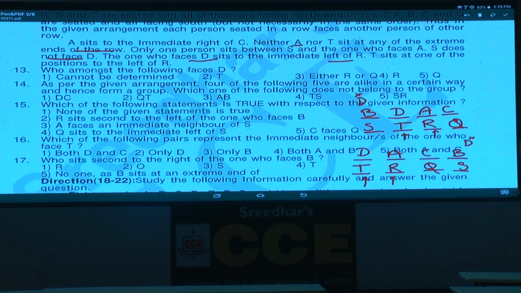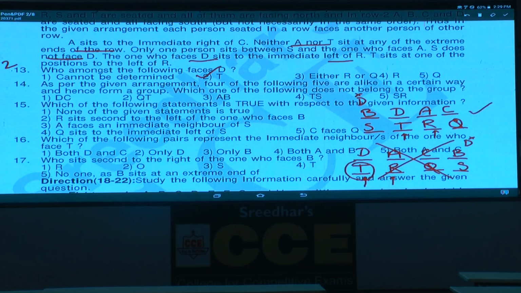And so how many possibilities do we have? 2 possibilities. But in the second possibility, what happens here? A and T cannot be at the extreme ends of the row. But in the second possibility, T is at the extreme end of the row. This case is completely ruled out. Now we are left with only one case. BDAC, ST, RQ. Done? Then 13th one. Who among the following faces D? Tell me who is facing D here? T. That is choice 2. 13, it is choice 2.